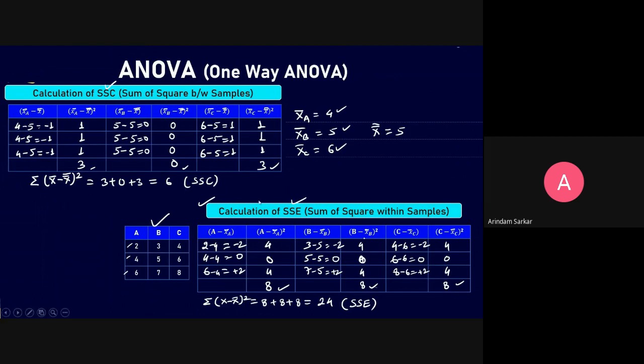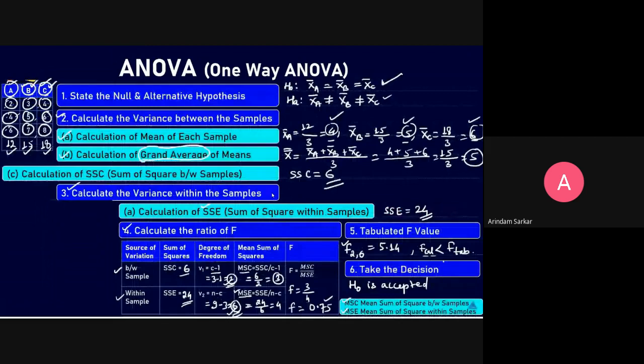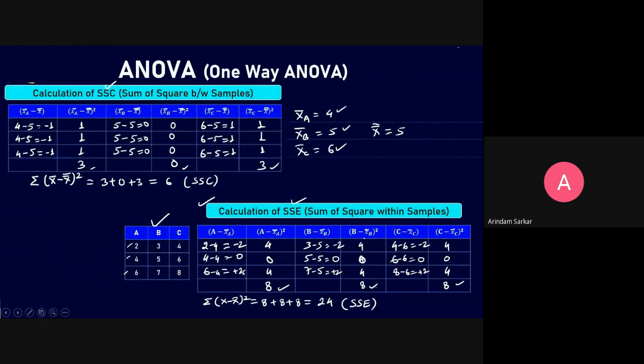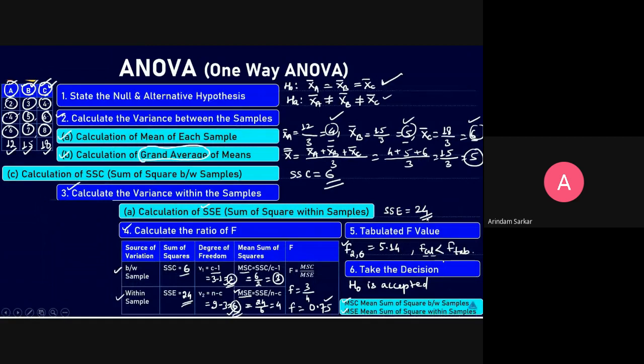Now, look here. I have written 6 here, right? Next, calculate the variance within the sample, the SSC, sum of squares within samples. The previous one was sum of squares between samples, and this is sum of squares within samples. Here I have mentioned how to calculate it. From there I got the result of 24, and I have noted that this is 24, right?